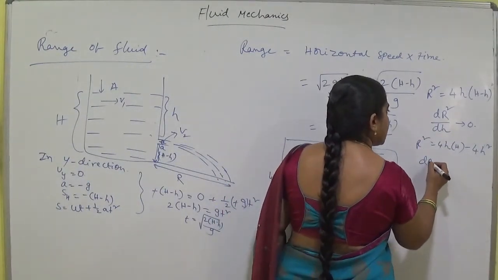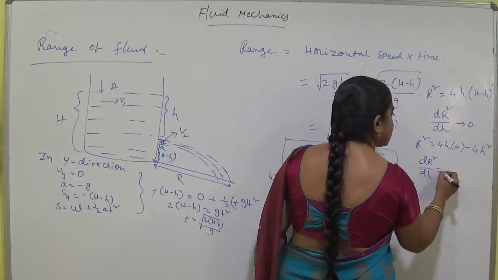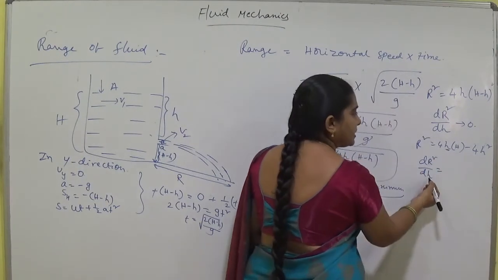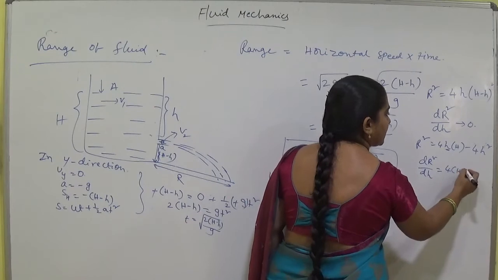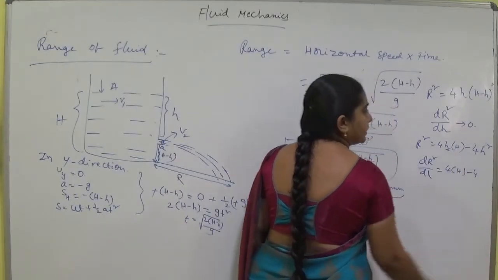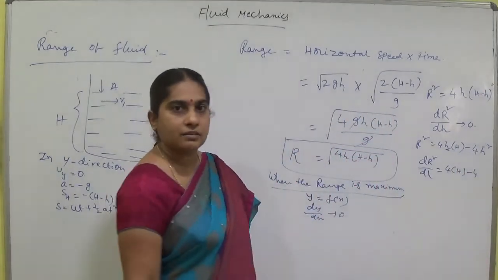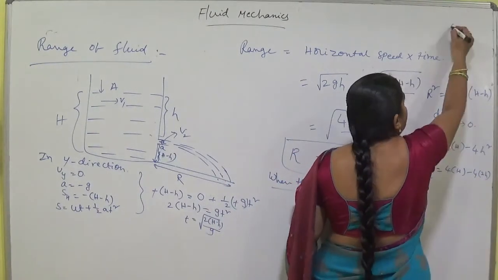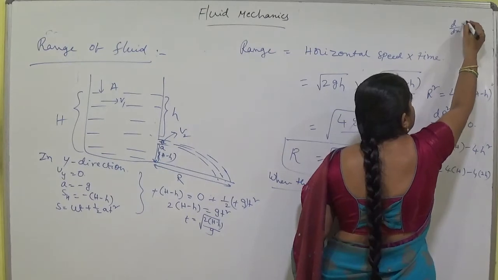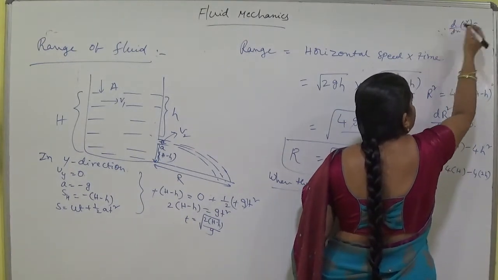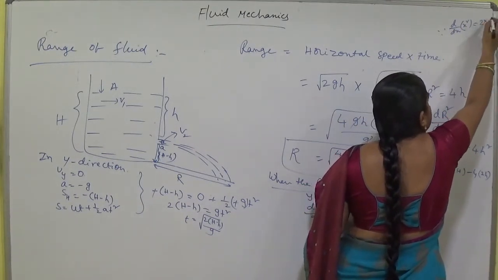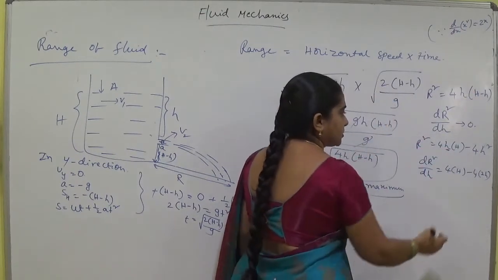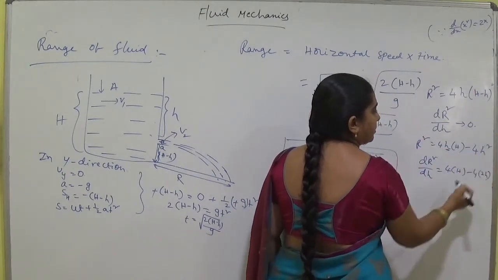So dr square by dh, what is the value? H value is 1. 4h minus 4 into the derivative of h square, 2h. d by dx of x square, what is the formula? 2x.